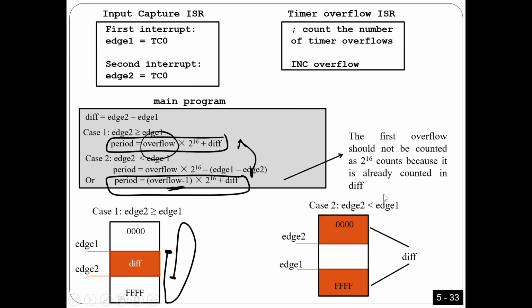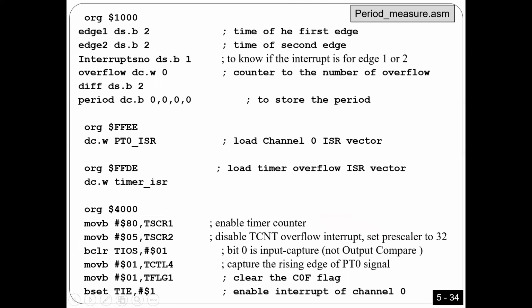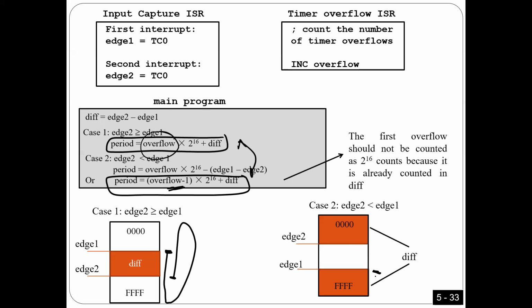as we see here. However, if H2 is less than H1, the first overflow should not be counted. I'm going to tell you why, as you will see right now. Look here, guys. I'm going to start from here, come here, and then come here. So all I have is just this part and this part. Now also I have overflow, but this overflow should not be 2 to 16 because I didn't make a complete round.